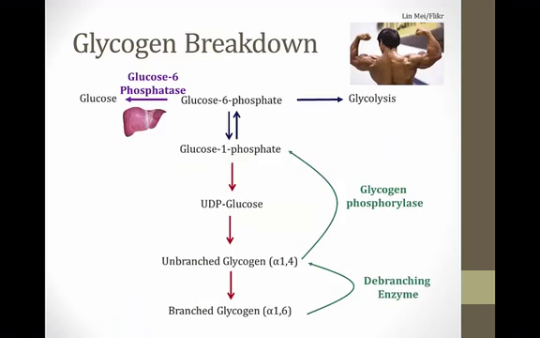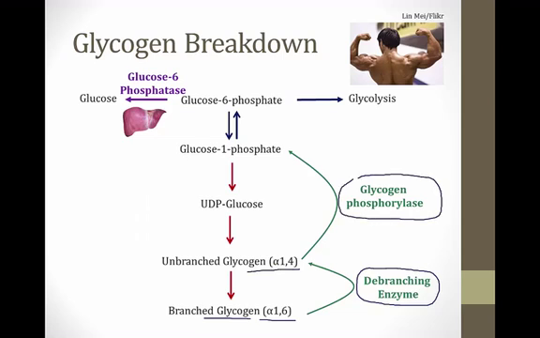When cells in the body want to break down glycogen for fuel, there are several enzymes that can facilitate this process. The first one is called the debranching enzyme, and this can break up the branched glycogen. It can disrupt those 1,6 bonds. We'll talk more about that in a minute. Another enzyme is called glycogen phosphorylase. Glycogen phosphorylase can break up those 1,4 bonds in unbranched glycogen and create molecules of glucose 1-phosphate.